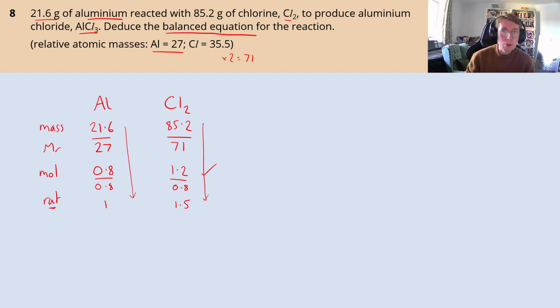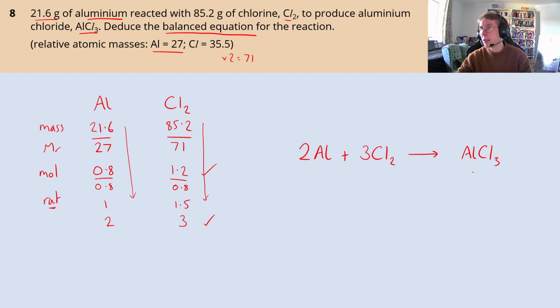Now, as we said in a previous question, we don't like having those halves in there. So we want our simplest whole number ratio. And in order to do that, we need to times both of these numbers by 2. So we end up with a 2 to 3 ratio that are reacting. Okay, that's your second mark for this question, that 2 to 3 ratio. So what that means is we've got 2 lots of aluminium reacting with 3 lots of chlorine, Cl2, to produce our product. And we are told in the question that the formula of the product is AlCl3.